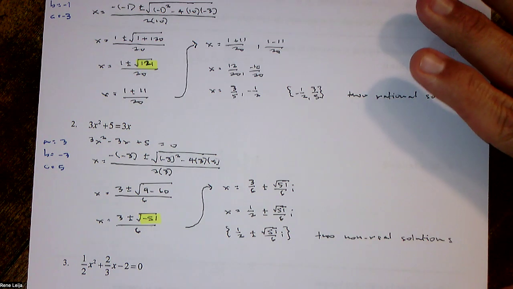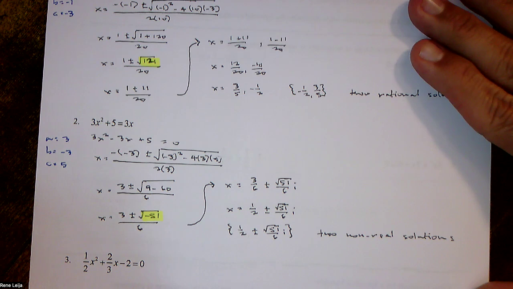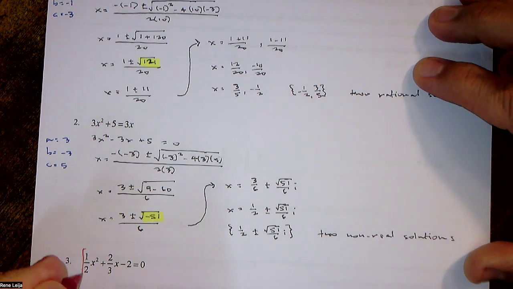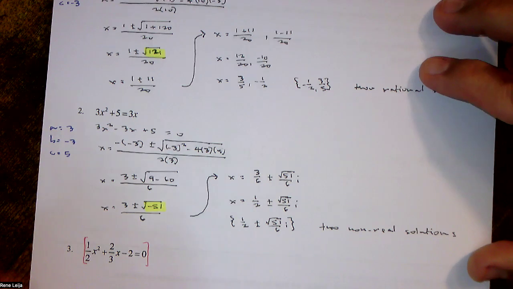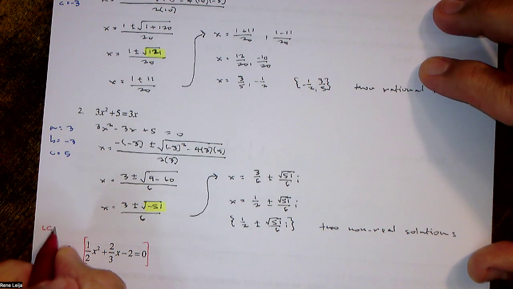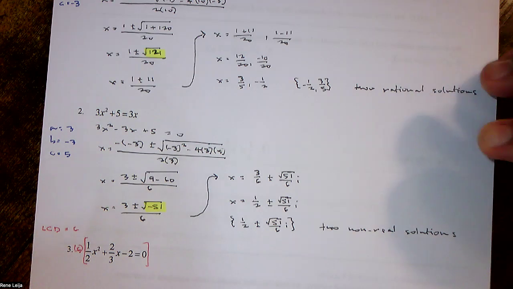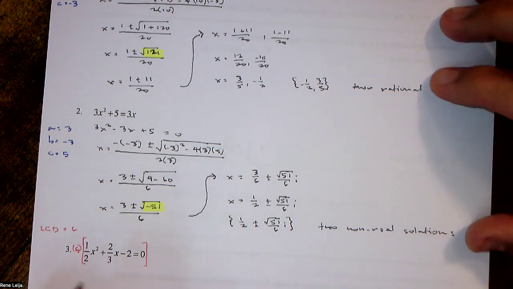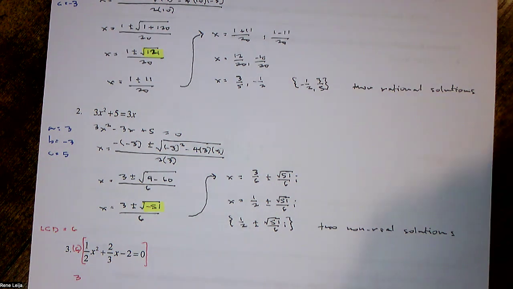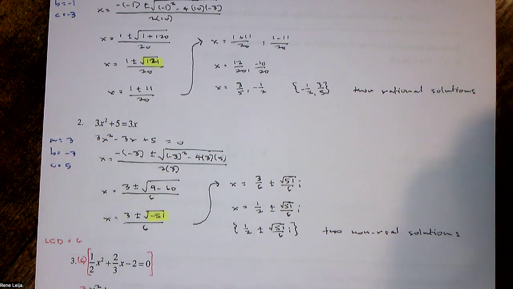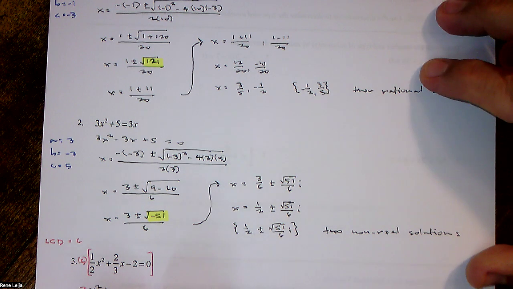Now we have fractions. We don't like fractions, right? So the first thing that we're going to do is we're going to get rid of the fractions. So I'm going to multiply everybody through by the LCD. So my LCD for 2 and 3 is going to be 6. So I'm going to multiply everything through by 6. Well, 2 goes into 6 3 times. So that's 3x squared. 3 goes into 6 2 times.